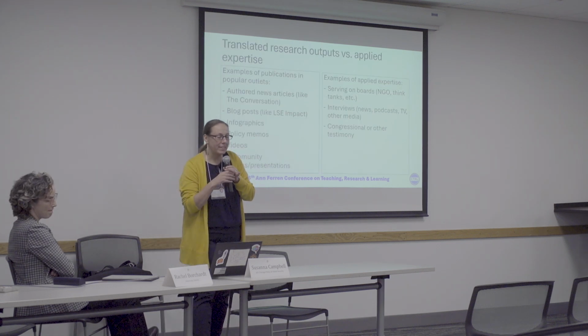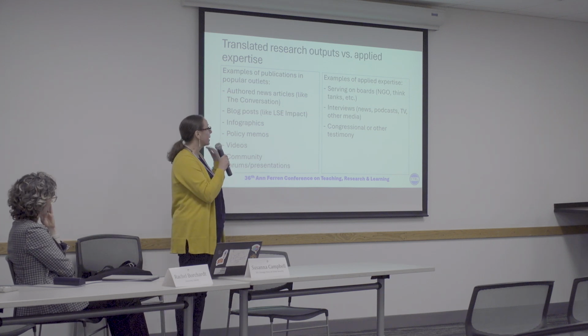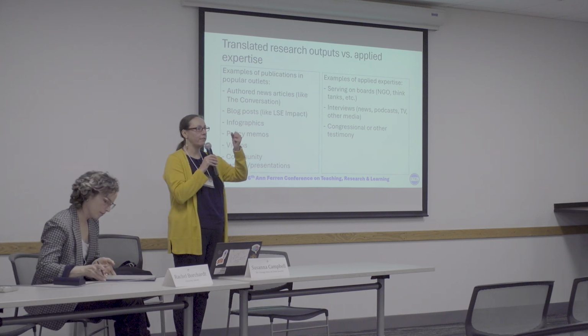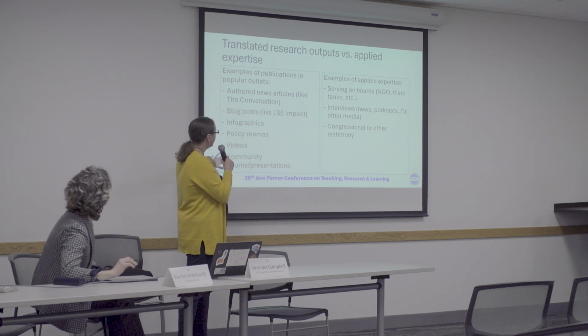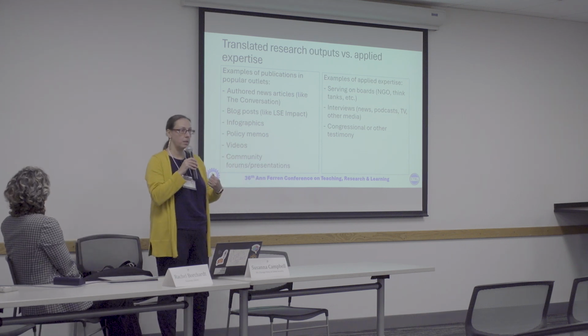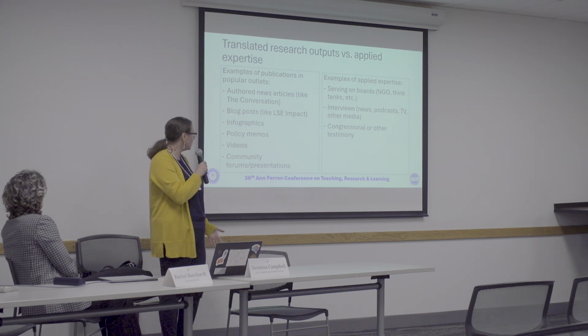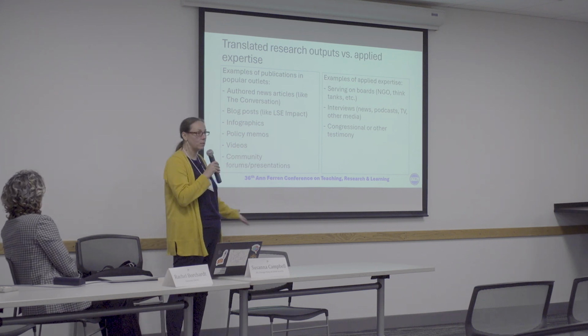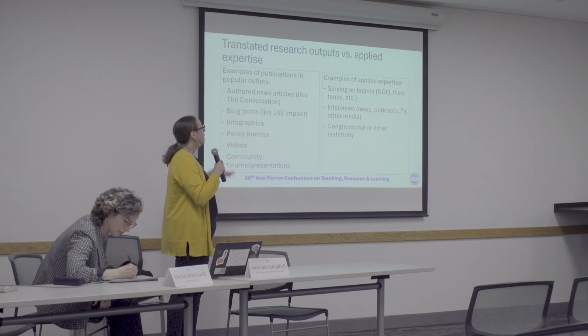So two different types of translated research that I find helpful to break down are ones where you have an actual tangible output. And that's what's on this left column, where you're creating something new, right? News articles, you're creating blog posts, infographics, policy memos, videos, presentations, or forums with the community. So you have a new product that's out there.